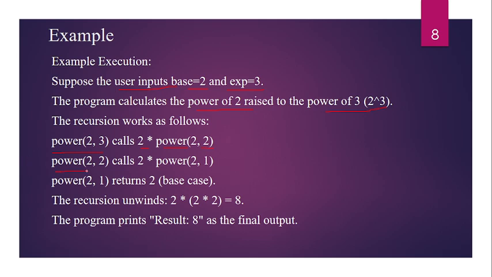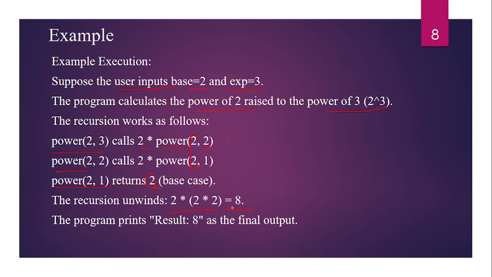Next you will call power 2 comma 2. Now again what will happen? It will be 2 into power of 2 comma 1, because the exponent is reduced by one. Next you call power of 2 comma 1. Now what will happen? It will return the base case, because the exponent is 1. So the base value is returned. Now whatever values you have accumulated till now, you multiply them: 2 into 2 into 2. So it is 8. That is your final answer for 2 to the power 3. So this is how this particular algorithm works.